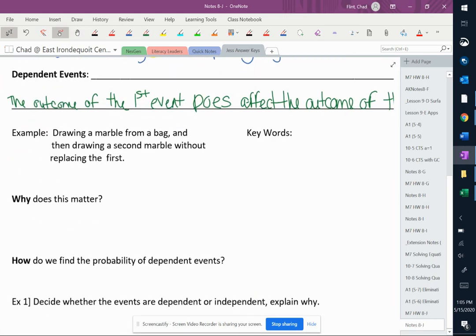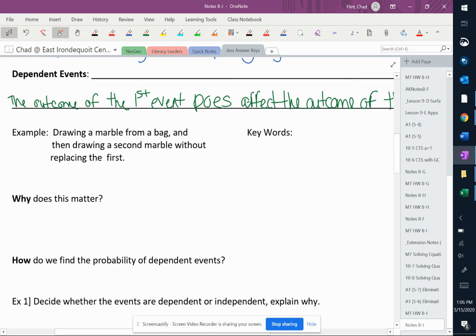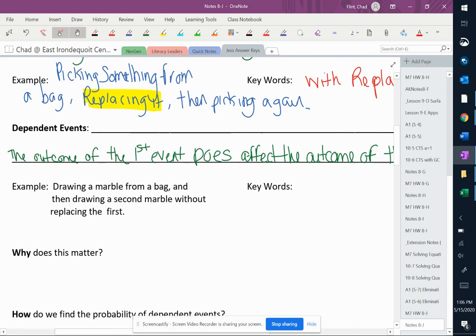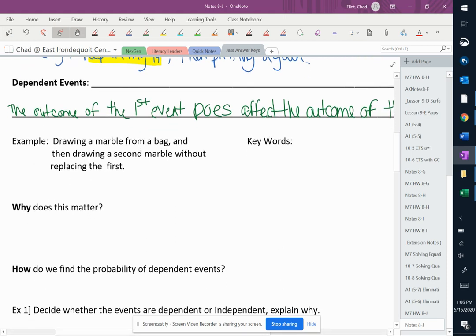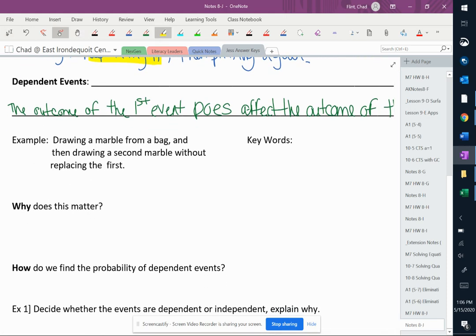So I have an example here. Drawing a marble from a bag and then drawing a second marble from the bag without replacing the first. So very similar to our other example about picking something from a bag. But the key word here in this dependent event is this "without replacing." So those keywords that we're looking for are "without replacement."